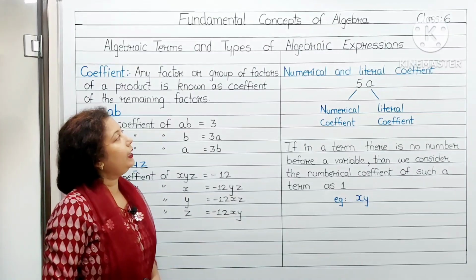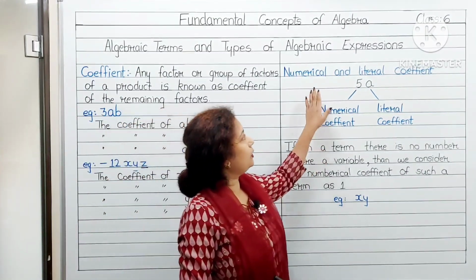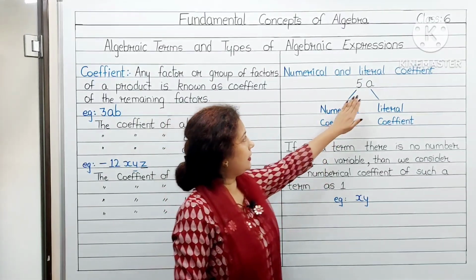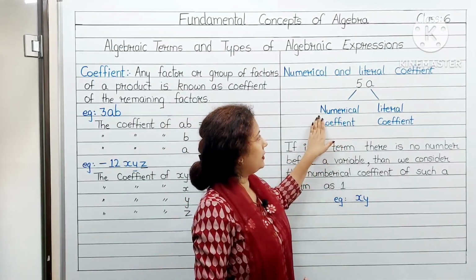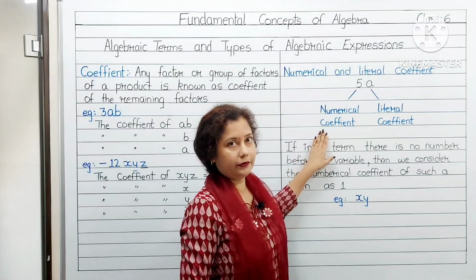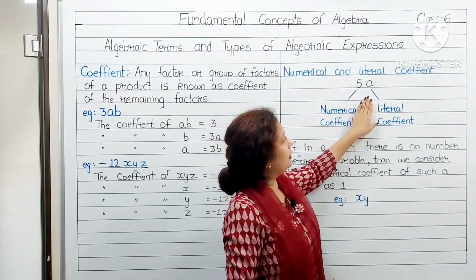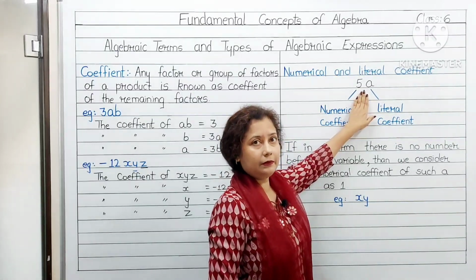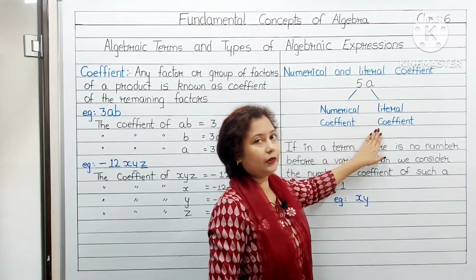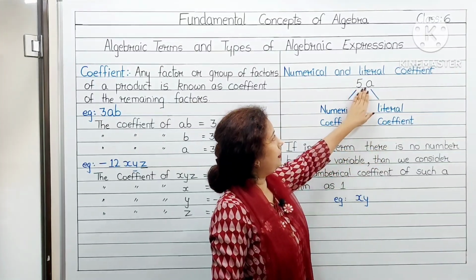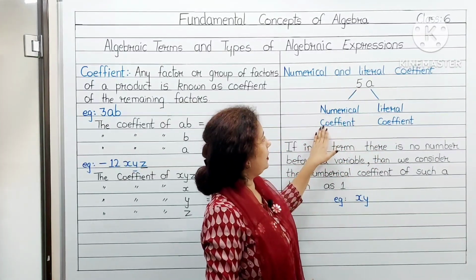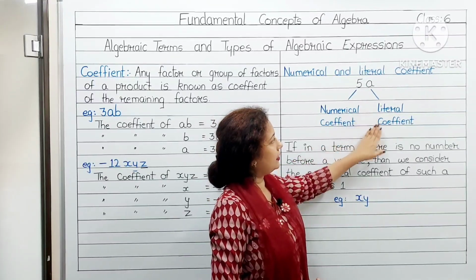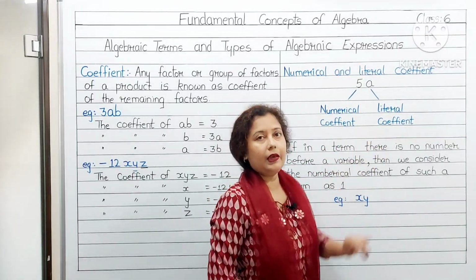Now we will understand the two parts of a coefficient. In a term, the numerical part is called the numerical coefficient and the variable part of a term is called the literal coefficient. For example, 5a. 5 is the numerical coefficient in this term and a is the literal coefficient.